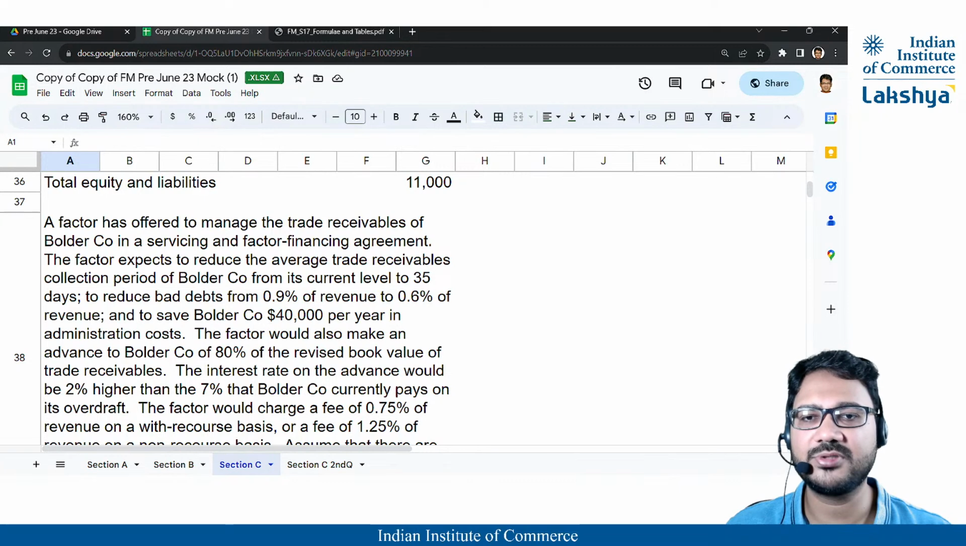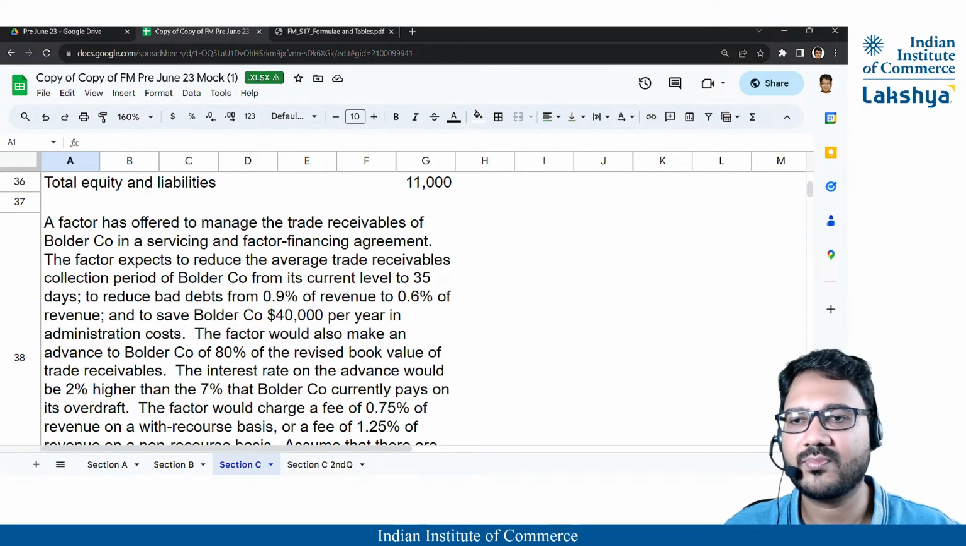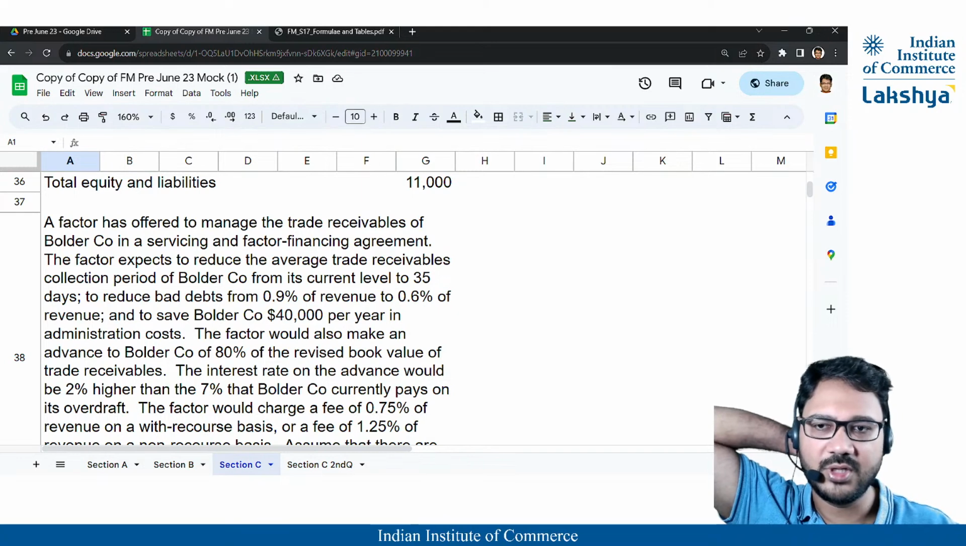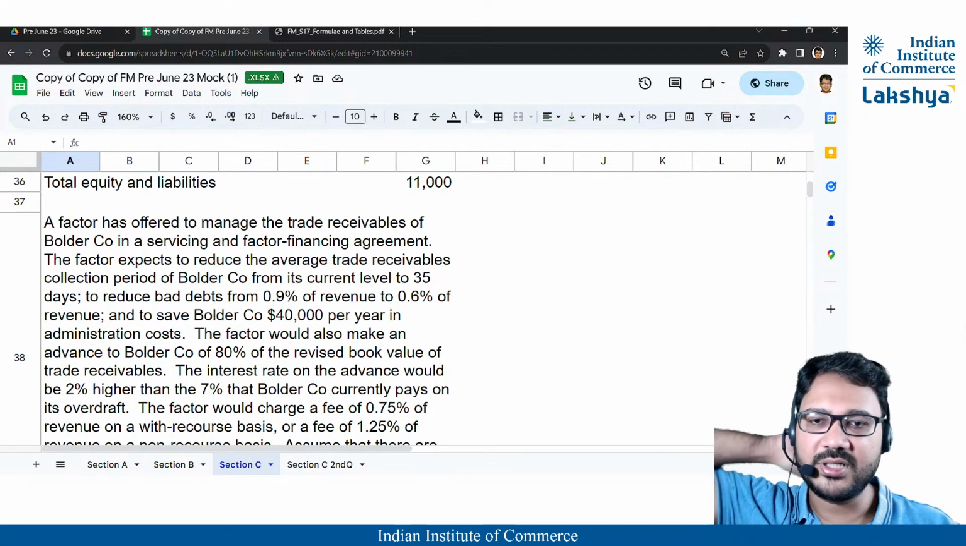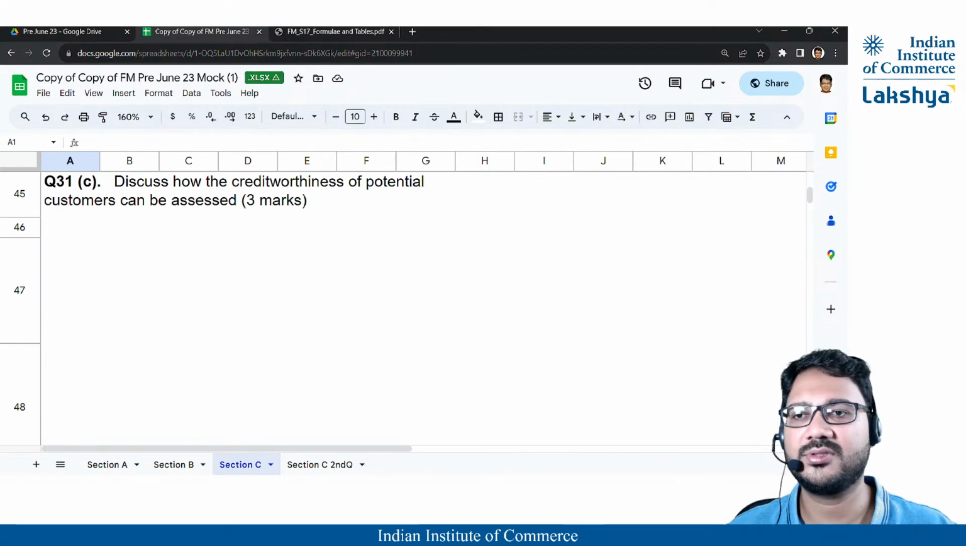The factor expects to reduce the average trade receivables collection period from its current level to 35. So not by 35 days, but it becomes 35 days. So one thing is the reduced level of days, 35 days, then a reduced level of bad debt from 9.9% of revenue to 0.6% of revenue, and there is a savings of 40,000 per year in admin costs. Okay, so let's write down these four pieces of information.